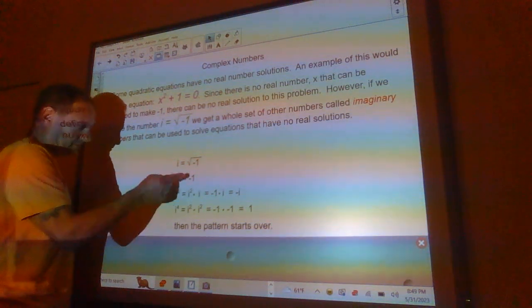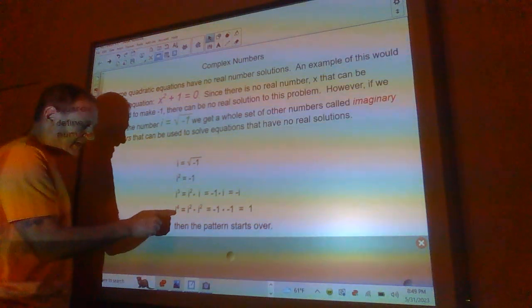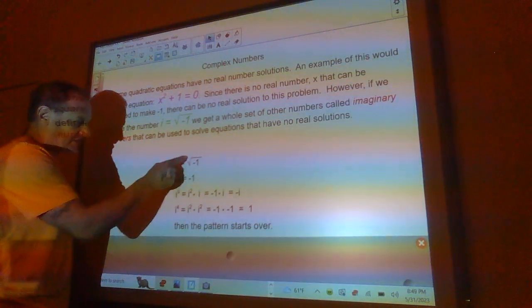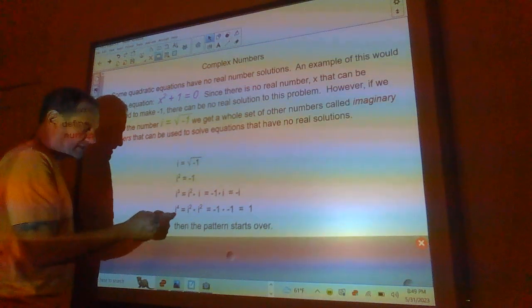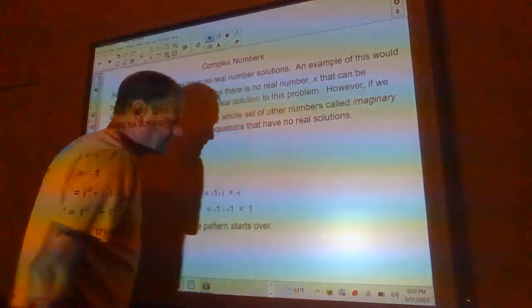i to the fifth would be i to the fourth, which would be 1, times i. So that's going to be i, then i to the sixth, i to the seventh, i to the eighth, and so on forever.